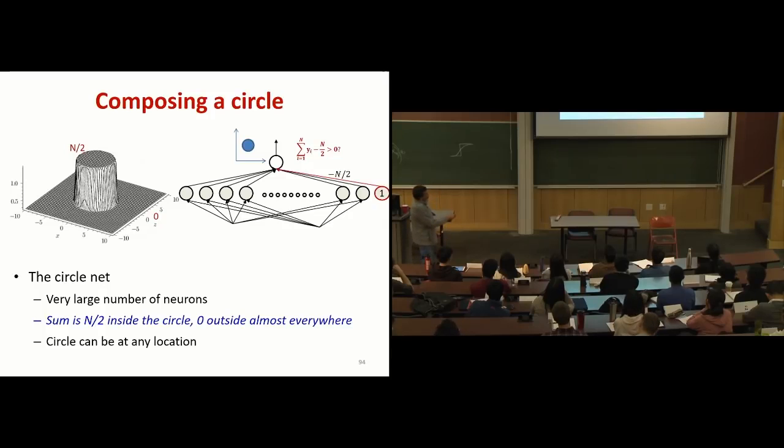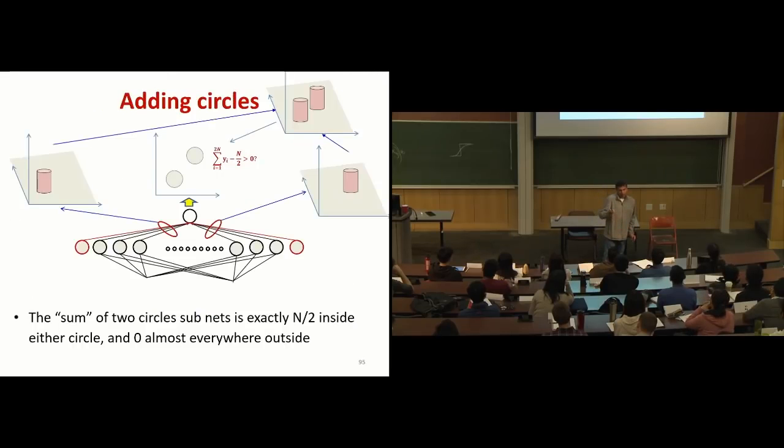But then let me take 2 of these guys. I can position the circle anywhere, right? So suppose I take 2 of these guys with the circles at different locations. And then without applying the threshold, just over here, I take 2 of these guys and sum them up. What is the resulting function going to look like? It's going to look like 2 cylinders, right?